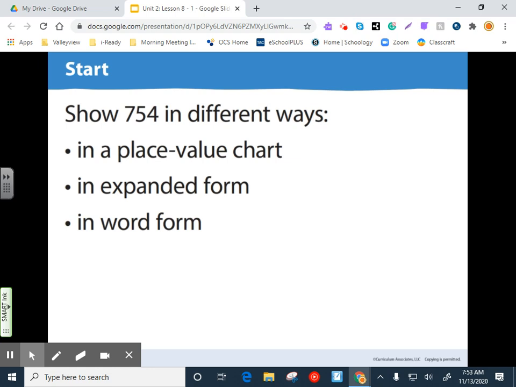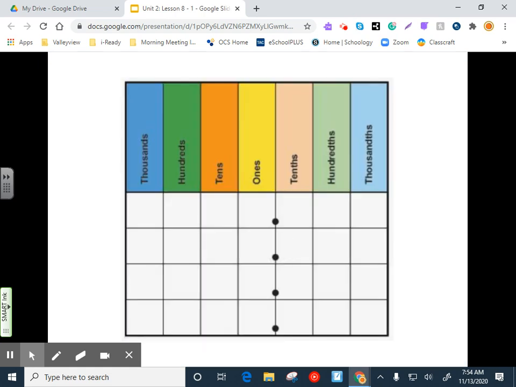All right, so we want to show this whole number, 754. So we're not going to start with a decimal, just use a regular whole number in a place value chart, in expanded form, and in word form. So place value chart, 754, it's 7 hundreds, it's 5 tens, and 4 ones. It's pretty simple. So there's nothing here in the decimal part.